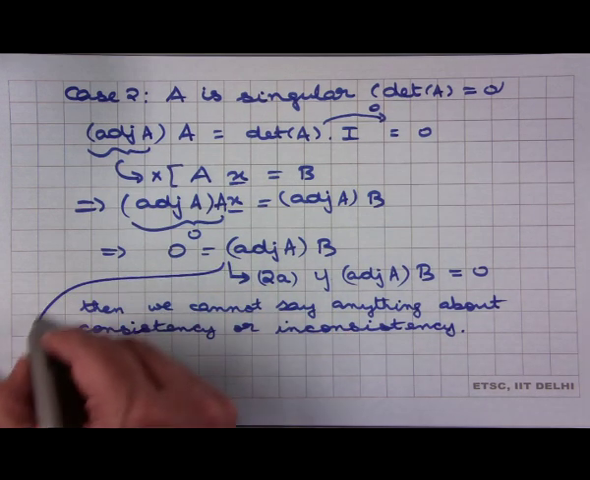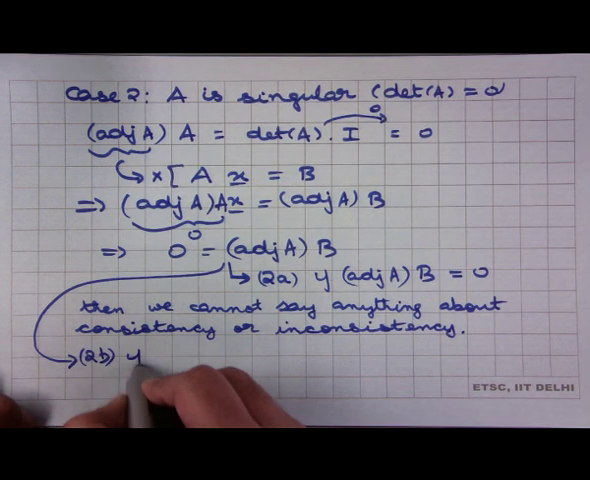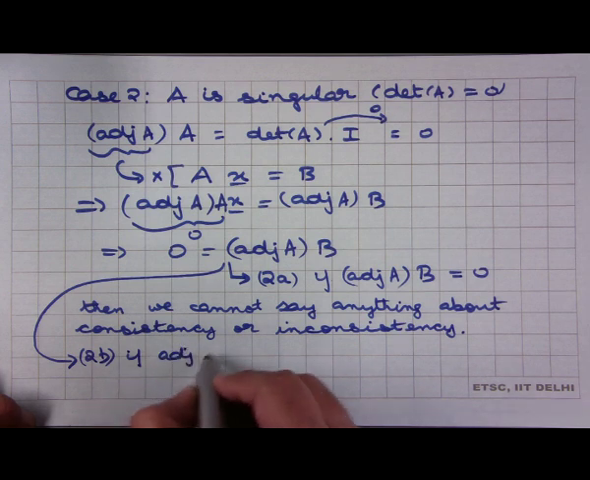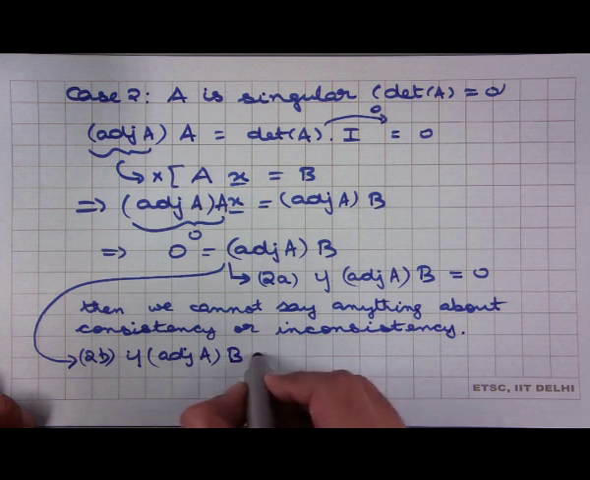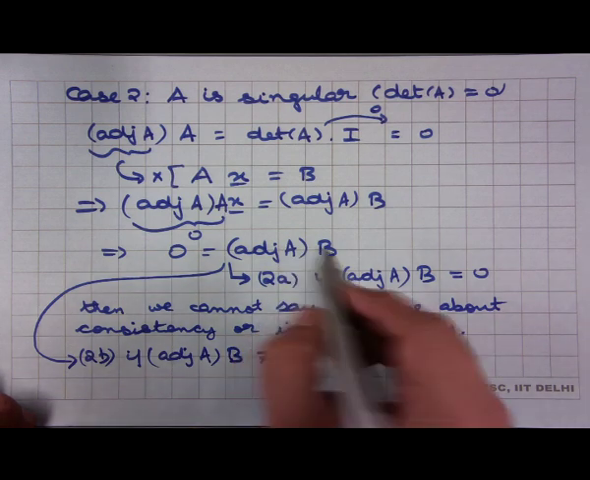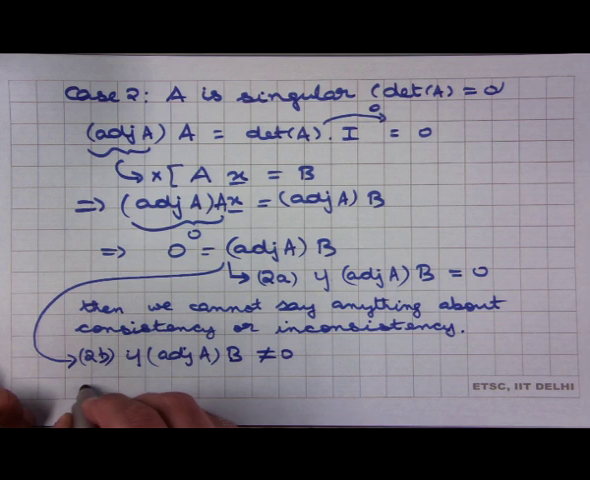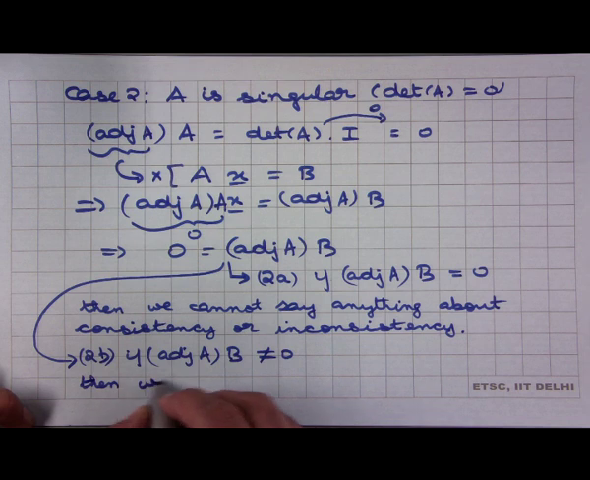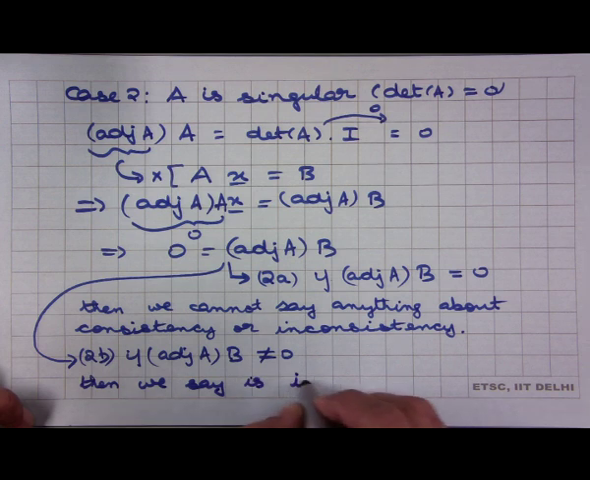In case 2b, if the adjoint of A times b is not equal to 0, then we have a problem, because the right hand side is not 0 while the left hand side is 0. So, in this case we say that the system is inconsistent.